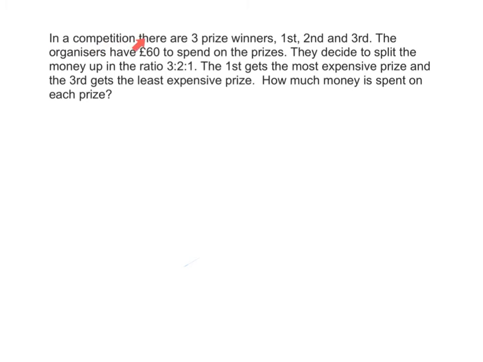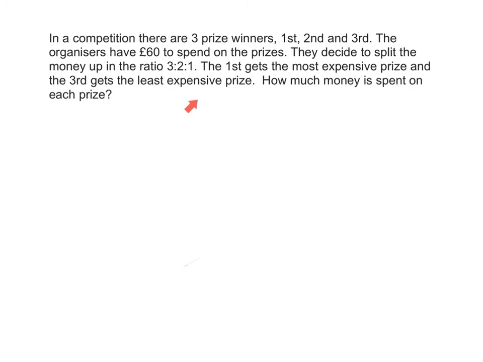In a competition, there are 3 prize winners: first, second, and third. The organisers have £60 to spend on the prizes. They decide to split the money up in the ratio 3 to 2 to 1. The first gets the most expensive prize, and the third gets the least expensive prize. The question is, how much money is spent on each prize?